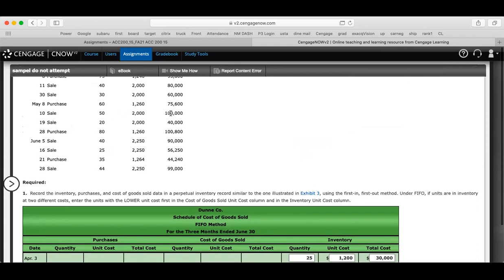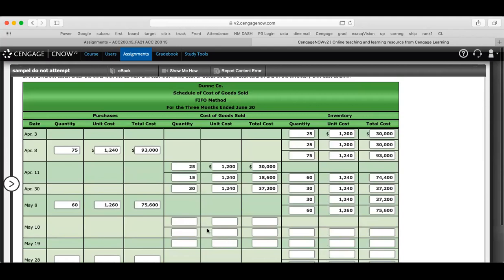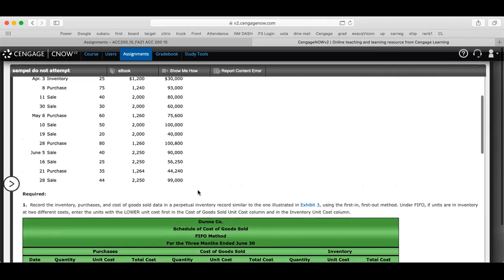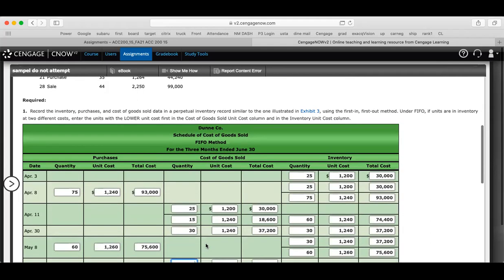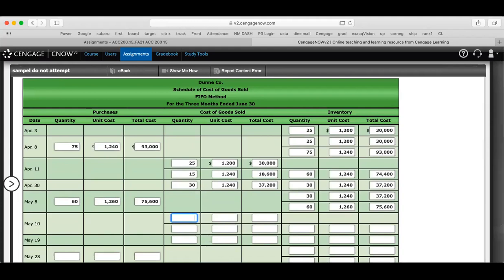So May 10. Sale of 50 units at 2,000 for $100,000. Okay, so we sold 50 units. All right, so what we're gonna do is we're gonna take, remember right here we had 30. So we have to take these 30 and sell those first. 30 at 1240, at 37,200. Okay, 37,200. That's how much it is. Now we still need 20 more. So 20 at the 1260 price. Okay, because we ran out of the 1240 ones. Now we're going for the 1260 one.